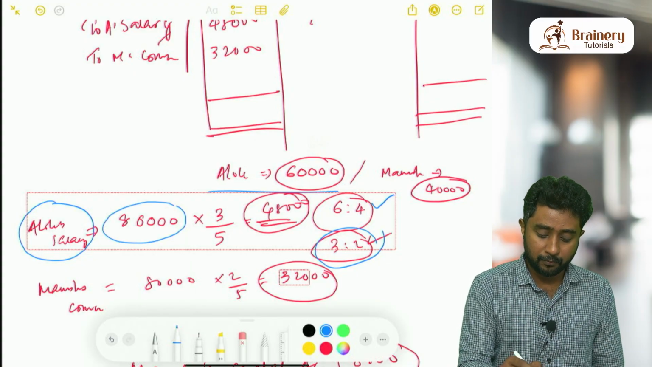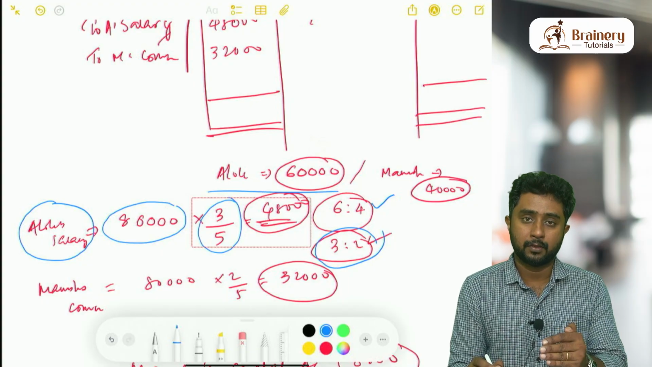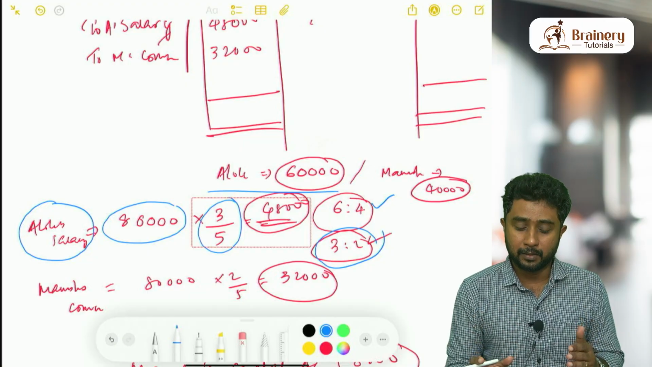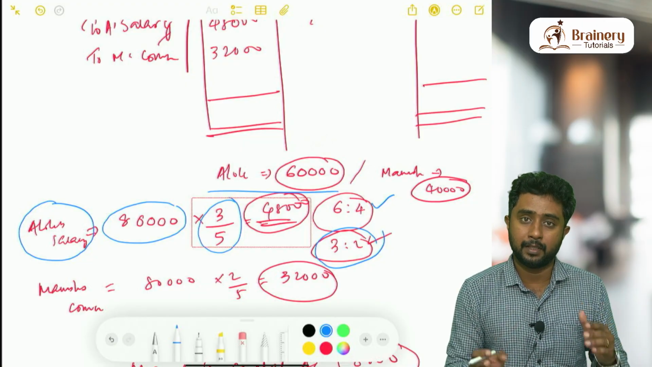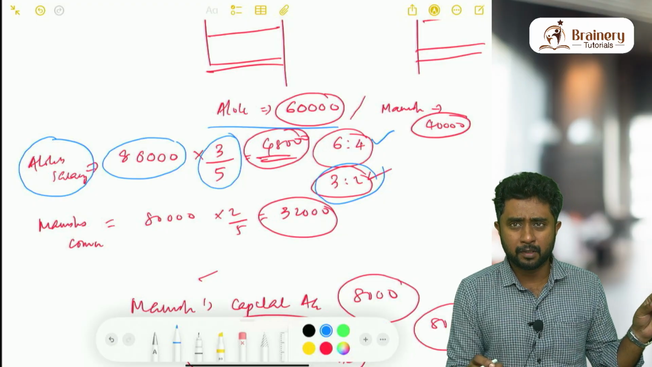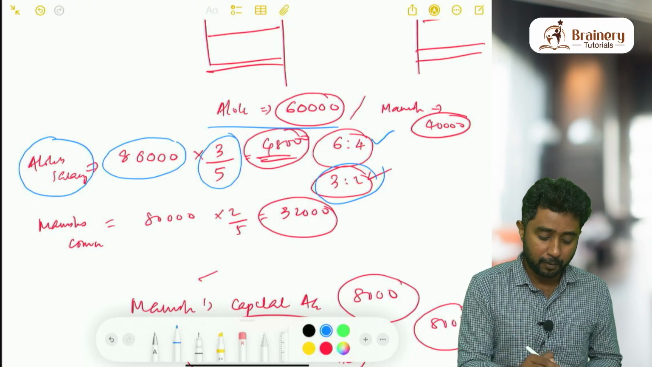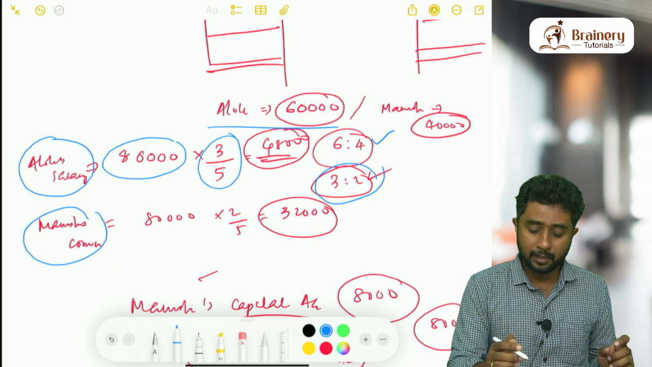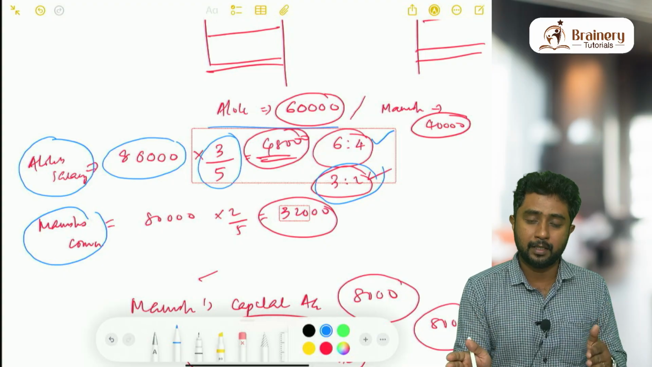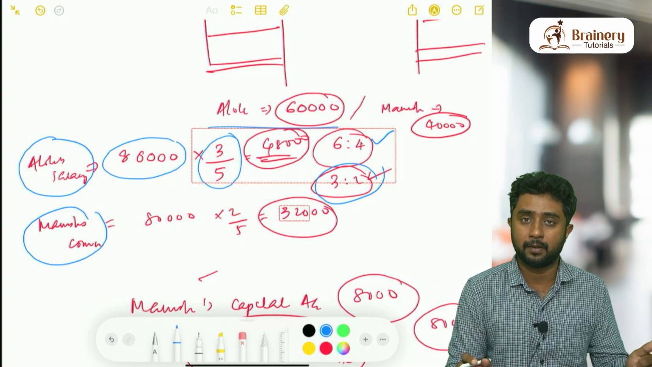So 80,000 we are splitting in the ratio of the appropriation which we already found, 3/5. So we are getting 48,000. That means from the available profit of 80,000, Alok can take 48,000 in the name of salary. Similarly, Manish's commission: out of 80,000, Manish can take 2/5 part of that 80,000 in the name of commission. So we have split it. Instead of 60,000, Alok is getting only 48,000. Similarly, instead of 40,000, Manish is getting only 32,000.